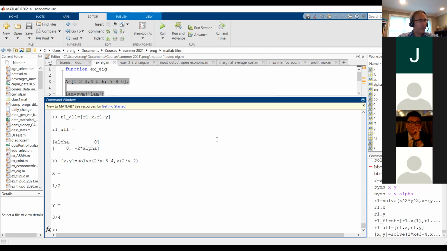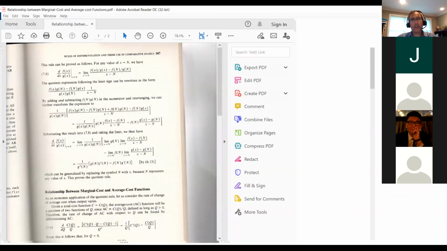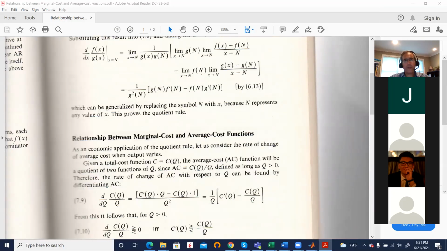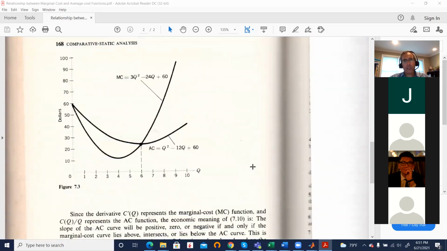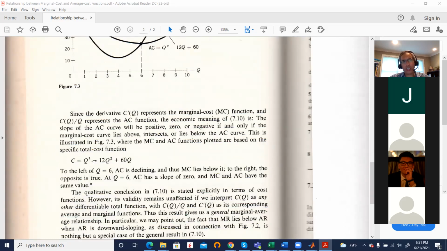Yep. Okay, perfect. So I sent you these files, photocopies from Alpha Chiang. Can you please open the one that says relationship between marginal cost and average cost functions? Let me open it and I will show this to you. And you have it also. This one here. Can you please read for 5 minutes and try to do this graph using this function here? So C is going to be this function.